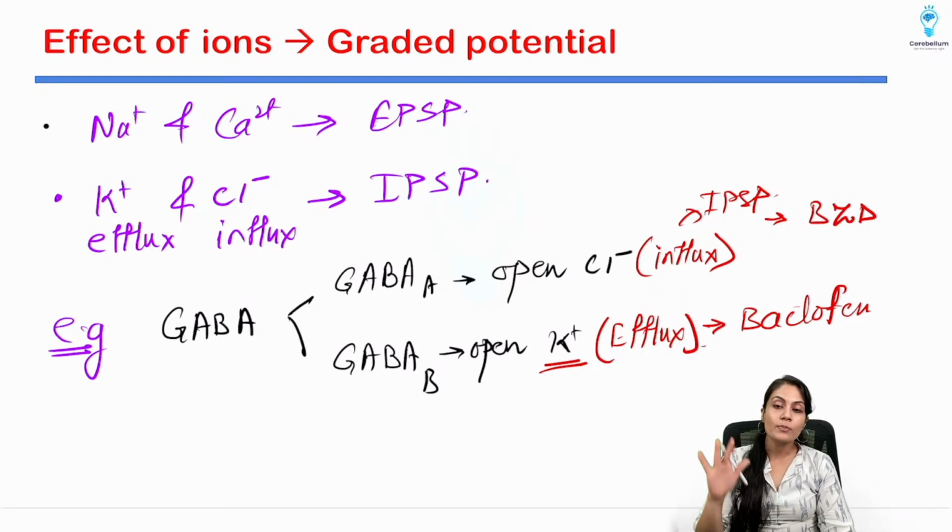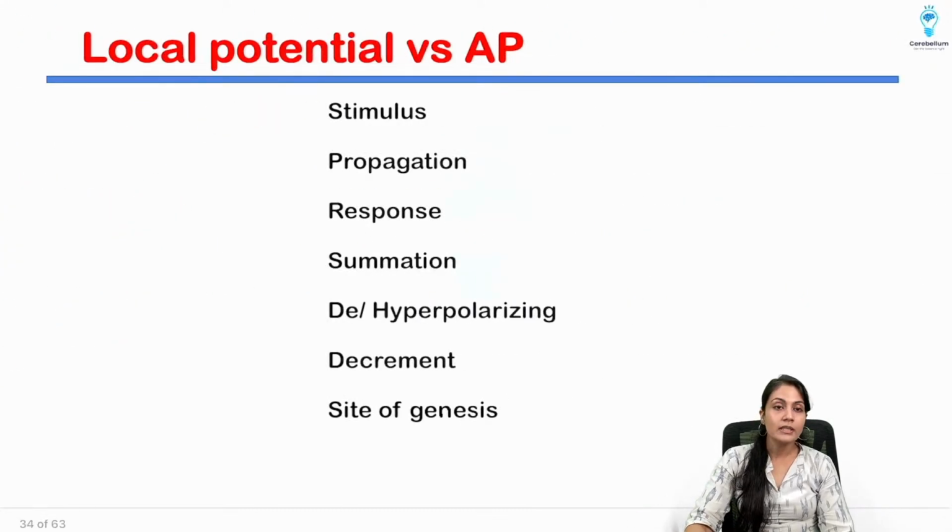Okay, so benzodiazepine, baclofen, based on the IPSPs and EPSPs, we are going to use our knowledge over there. Right, let's move on to the difference between local potential and action potential.